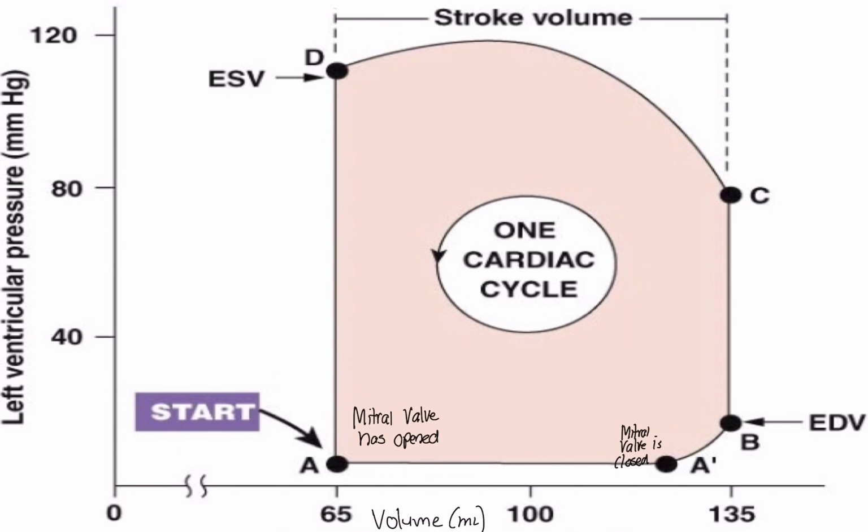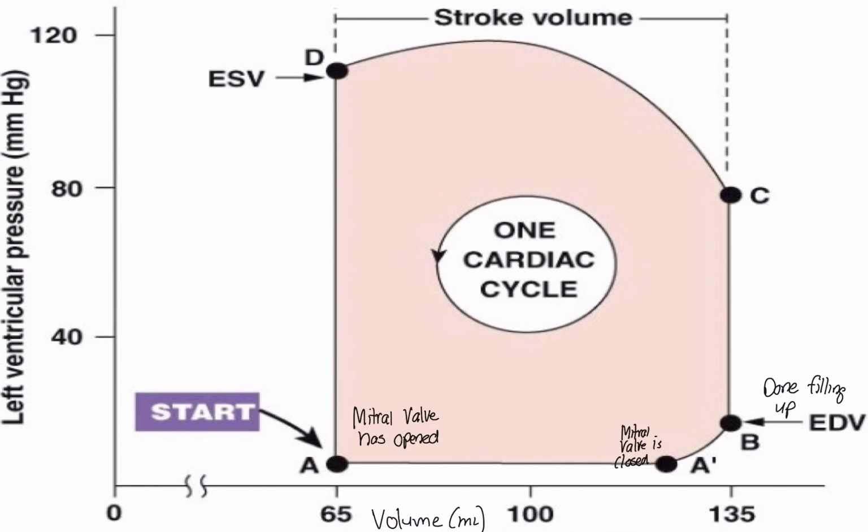Valves are closed now. Both valves are closed. The aortic valve is closed and the mitral valve is closed. It's a closed system, essentially. We're going to increase in pressure. So B is end diastolic volume. We are done filling up. Okay.